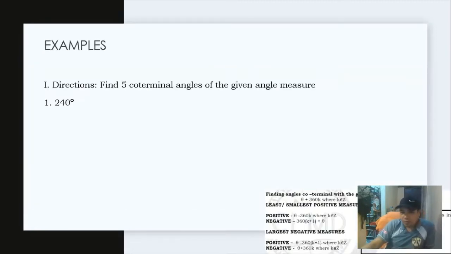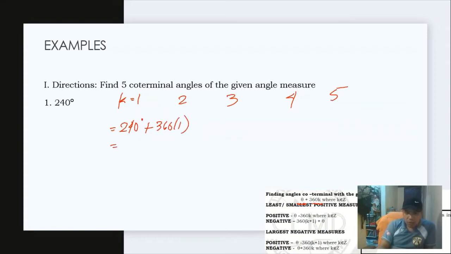Okay, so for the example, direction: find 5 coterminal angles of the given measure. So in this one, we will try to find 5 coterminal angles. So we will try to assume values for k. K is equals to 1, 2, 3, 4, and 5. So as you can see, theta 240 degrees plus 360 times the value of k. So if k is equals to 1, that is 240 degrees plus 360 times 1. So 240 plus 360 will give us 600 degrees.